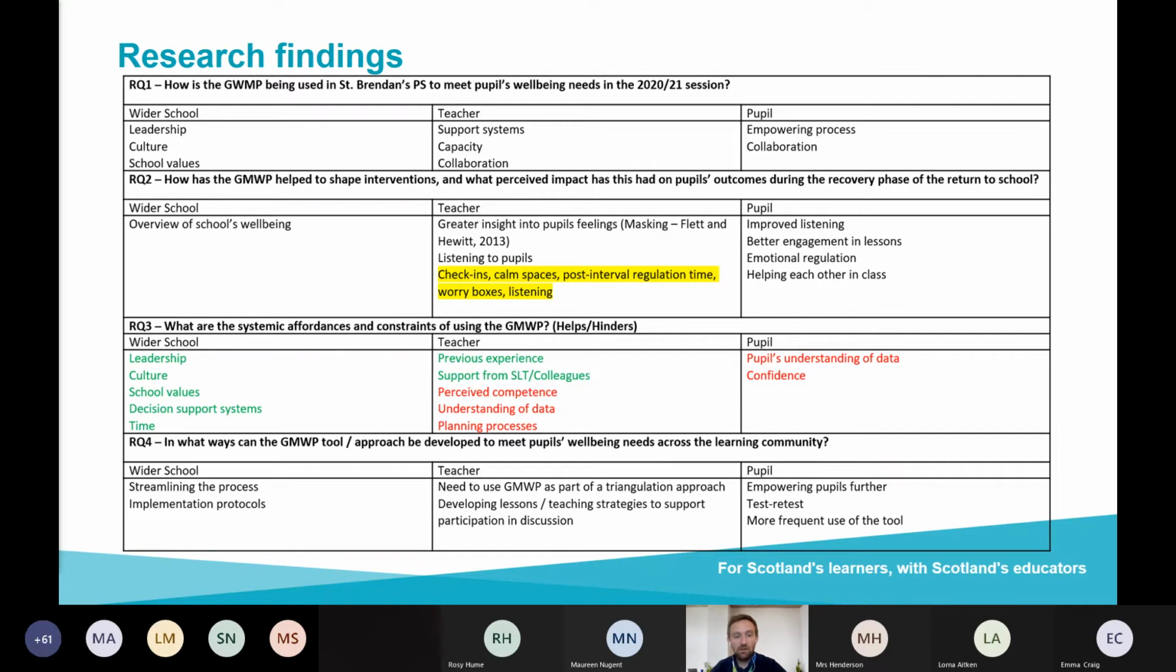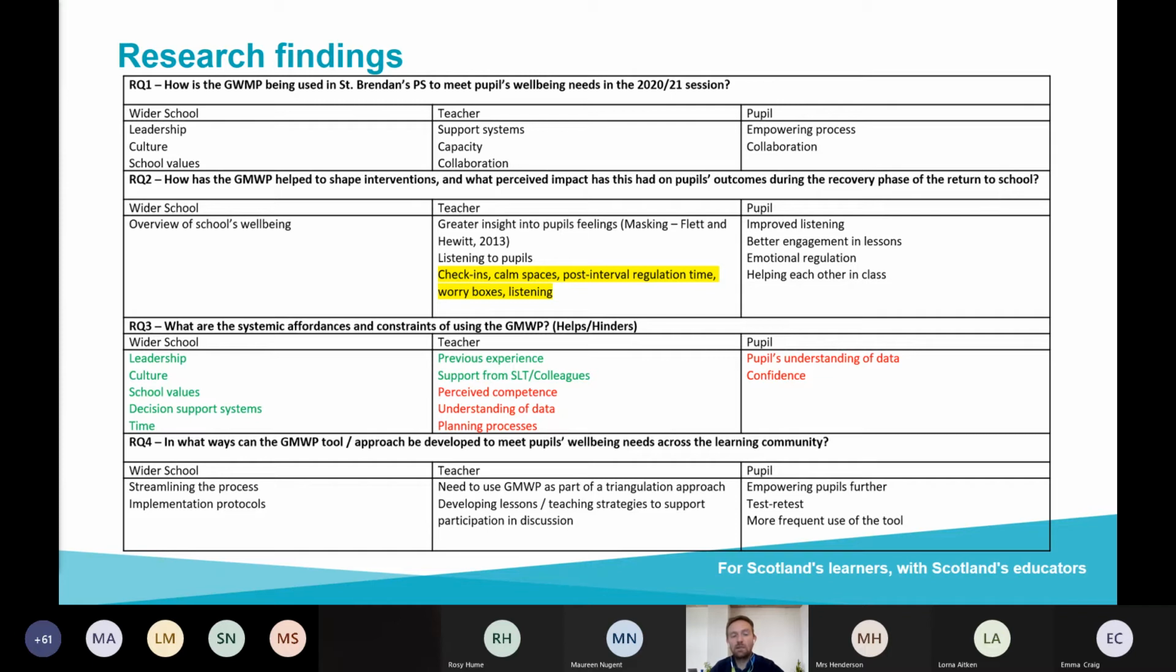In terms of other affordances that really helped the process, again, this has been a staged process, as Maureen had said. The GMWP process had been used for years and had been built up from a smaller intervention to larger whole school approaches. So teachers that had previous experience of using the GMWP felt more confident, and certainly that was felt, especially when there was support from senior leadership.